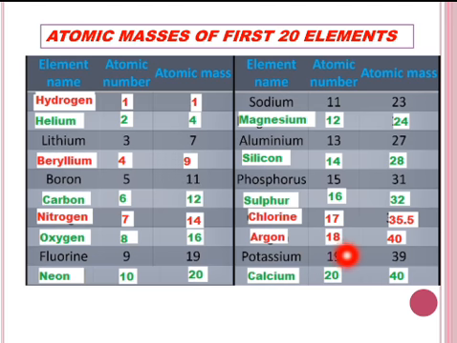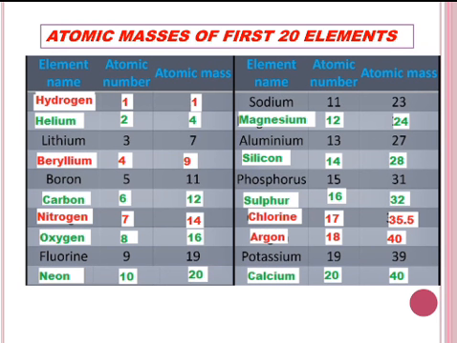Come to potassium with atomic number 19. Again 19 is an odd number. Double this number. Double of this number is 38 plus 1. It comes out to be 39. So 39 is the atomic mass of potassium with atomic number 19, which is an odd number. So students, it has become very easy for you all to learn the atomic masses of the first 20 elements.